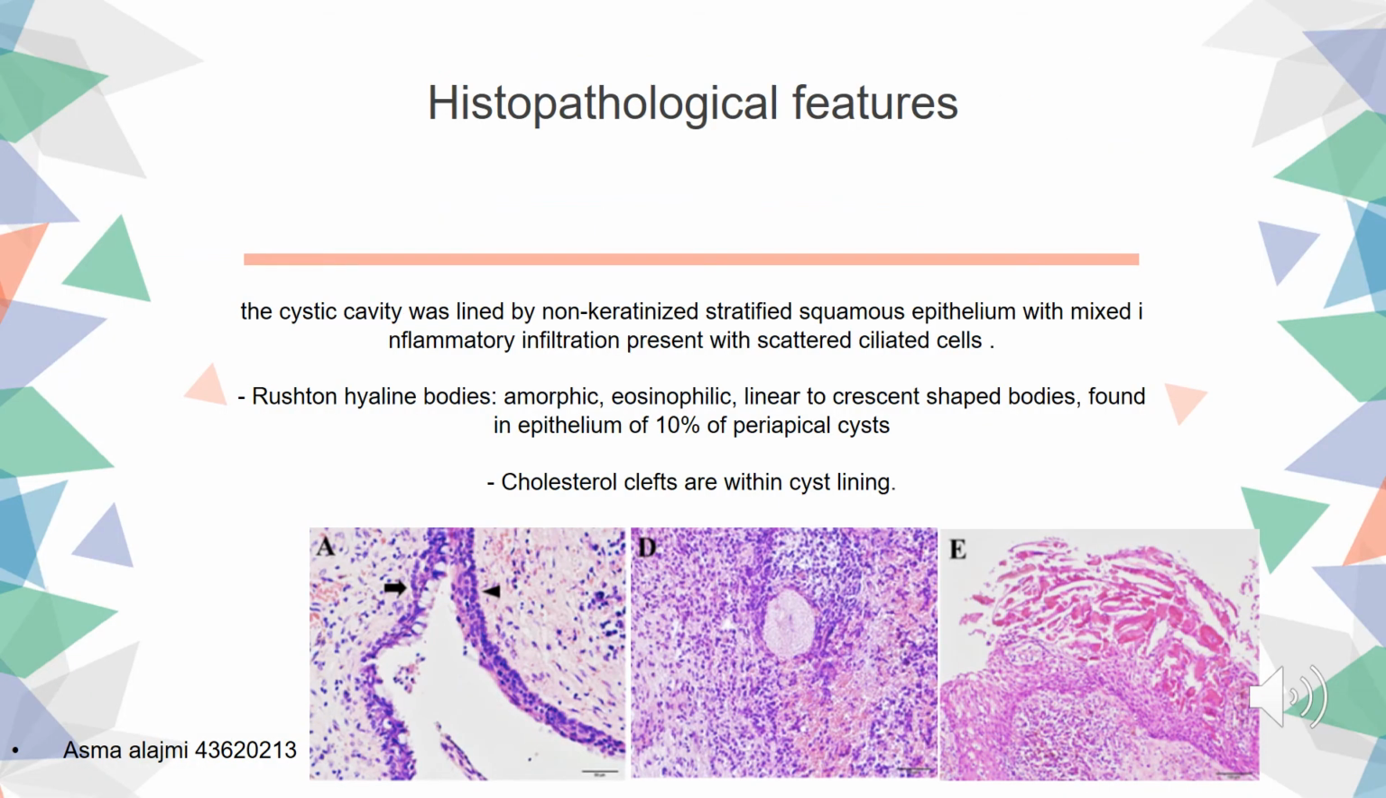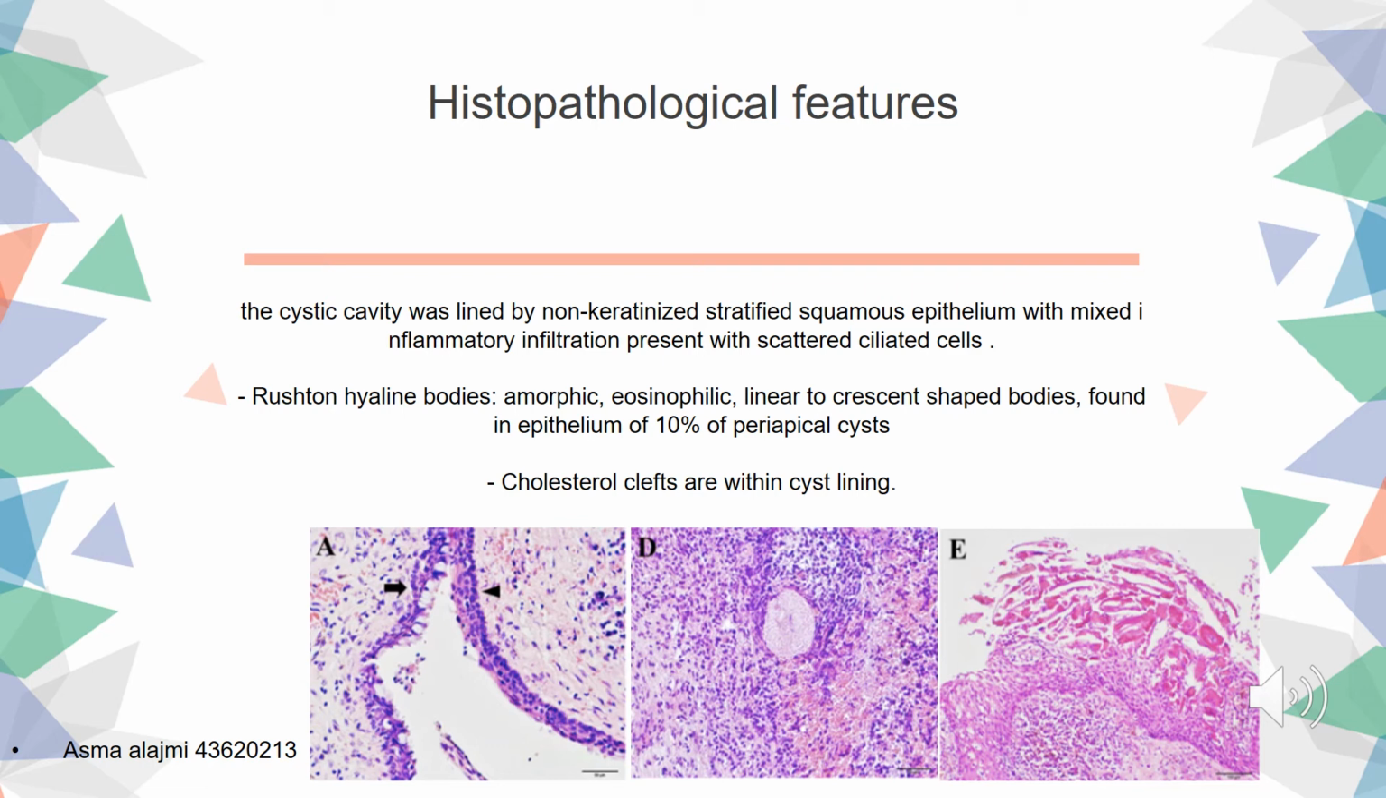Assalamu alaikum warahmatullahi wabarakatuh. My name is Asma Al-Ajmi and I will talk about the histopathological features. The cyst cavity was lined by non-keratinized stratified squamous epithelium with mixed inflammatory infiltration, present with striated ciliated cells. As we can see in picture A, this is the non-keratinized stratified squamous epithelium.